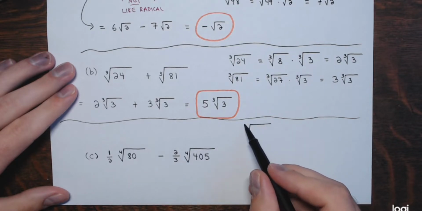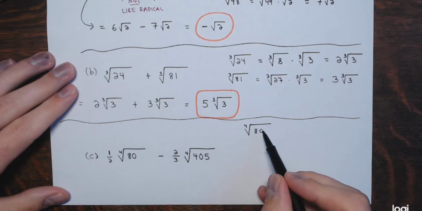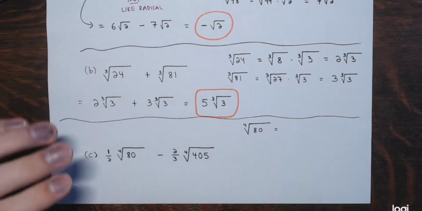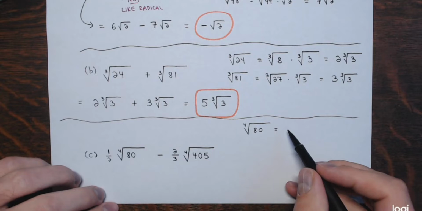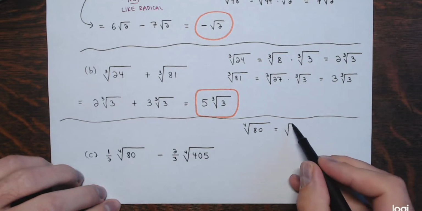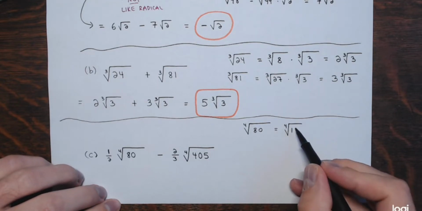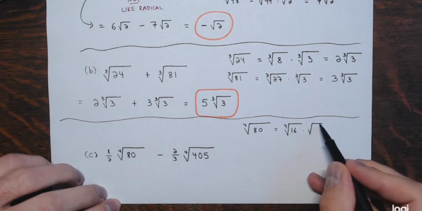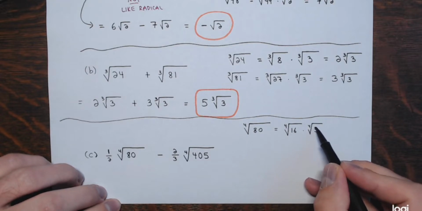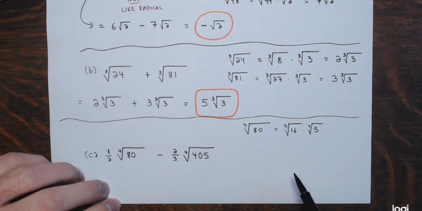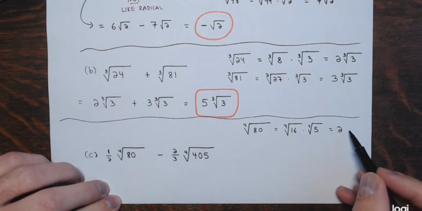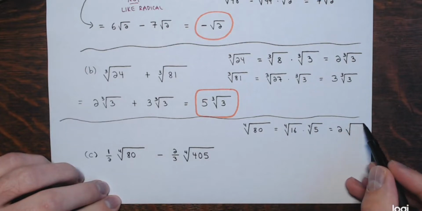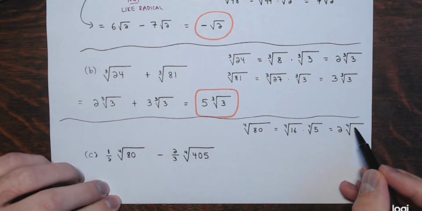The fourth root of 80. Now remember, it's a fourth root, so I'm looking for perfect fourth powers. Now 16 goes into 80 evenly, and 16 is 2 to the 4th power. So I can break this up as the fourth root of 16 multiplied by the fourth root of 5. 16 times 5 is 80. And the fourth root of 16 is 2. So we have 2 times the fourth root of 5 for the fourth root of 80.